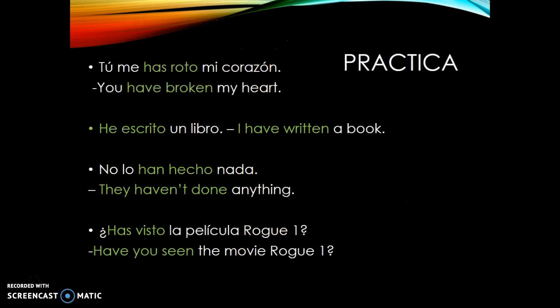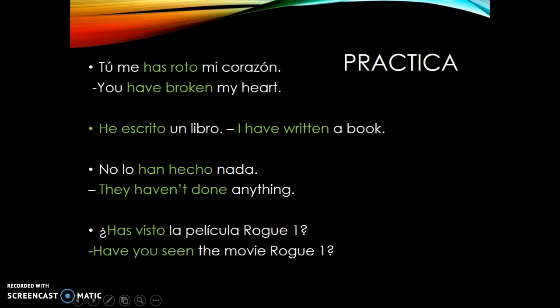Now, here's some práctica just for you to be able to see it in a oración. Tú me has roto mi corazón. You have broken my heart. He escrito un libro. I have written a book. No lo han hecho nada. They haven't done anything. ¿Has visto la película Rogue One? Have you seen the movie Rogue One?